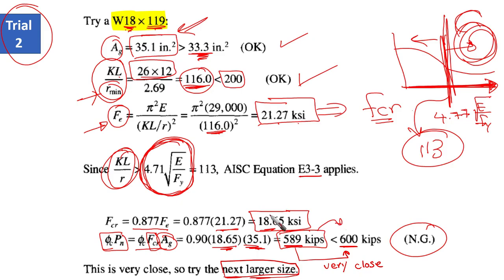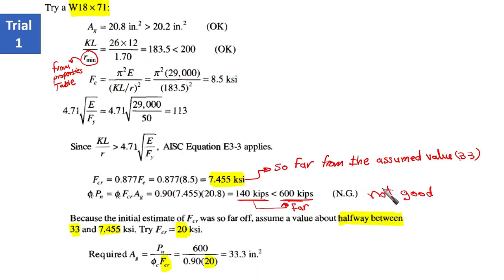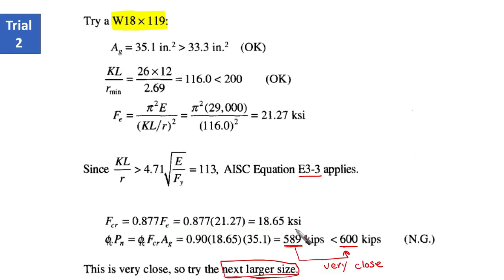This means that our assumption from the beginning was okay. Remember that our FCR is 18.65. Do you remember what assumption we started with? 20. Let's go back here, 20 KSI. We assumed this, and the next trial gave 18.6, so it is very close to our assumption. The FCR that we assumed is very close to the calculated FCR. This makes our available strength very close to the required ultimate strength.